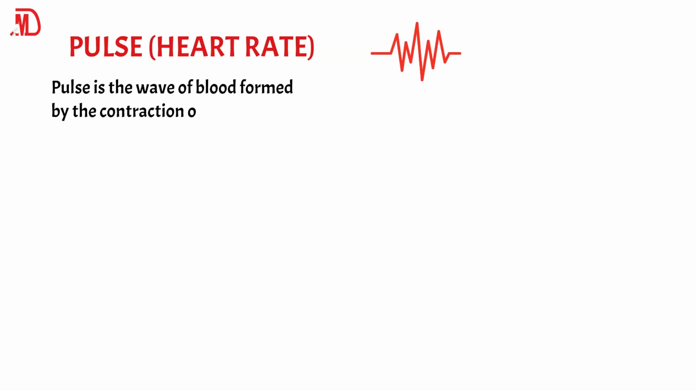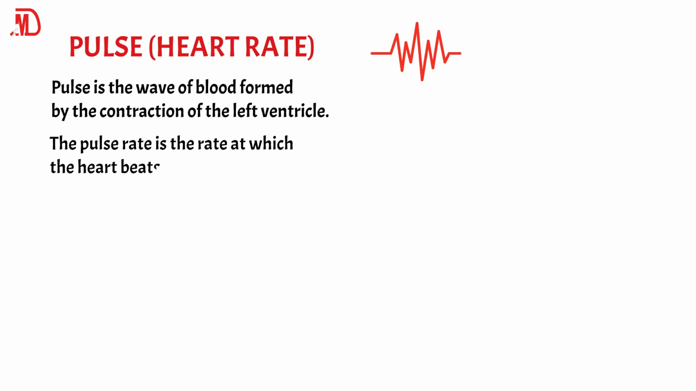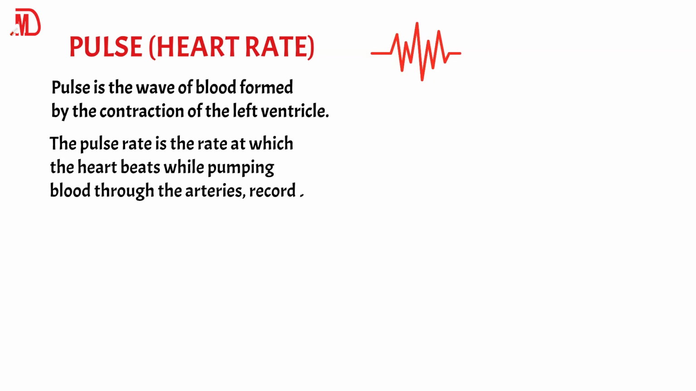The next vital is pulse. Pulse is simply the wave of blood formed by the contractions of the left ventricle. The pulse rate is the rate at which the heart beats while pumping blood through the arteries, recorded as beats per minute, BPM.